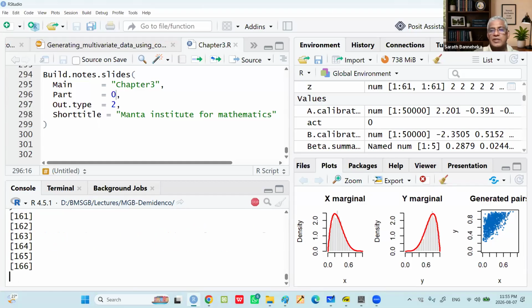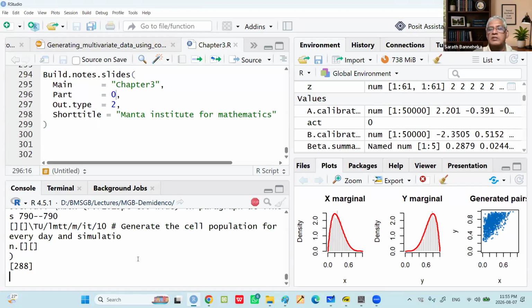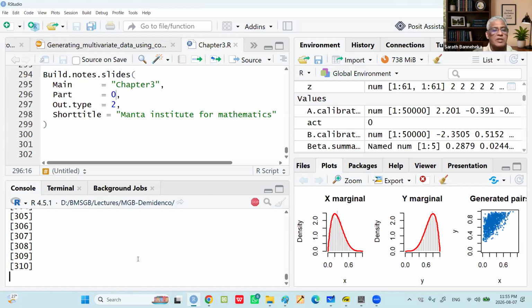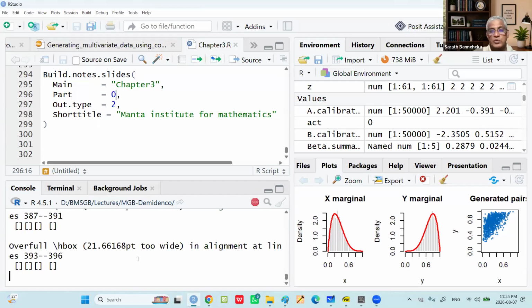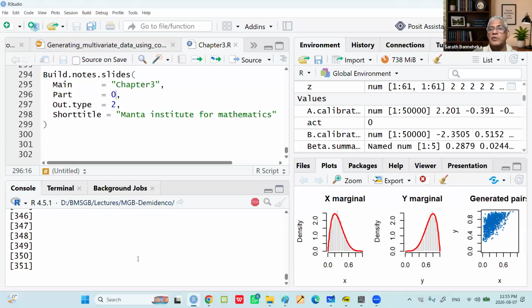I'm running all the contents of chapter 3 together, then only it shows me all the contents. In the previous one, I had only the contents of the copula. Right now, I'm running all the contents of chapter 3, then it will show me all the contents that we discussed in chapter 3. But it will take a few seconds because there are so many, about 500 slides altogether.